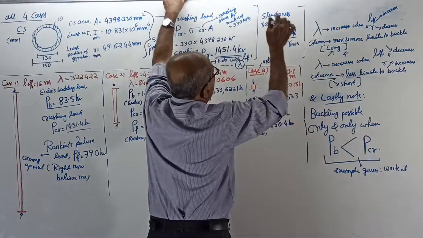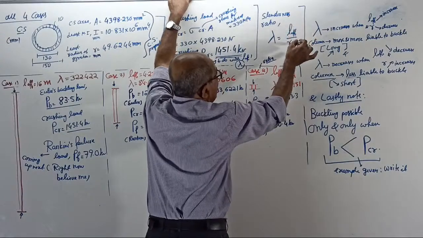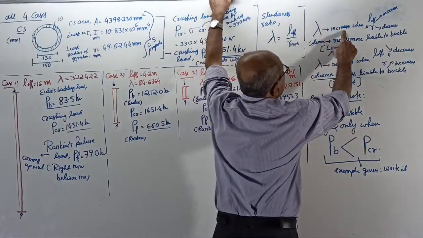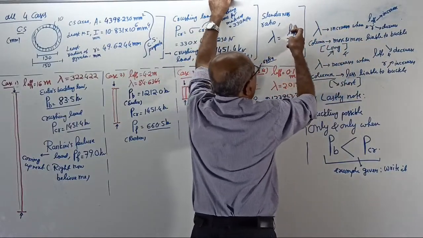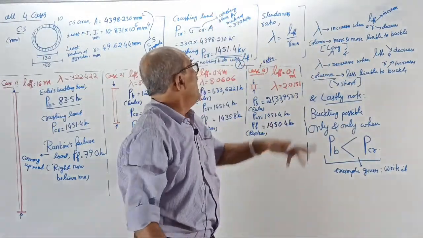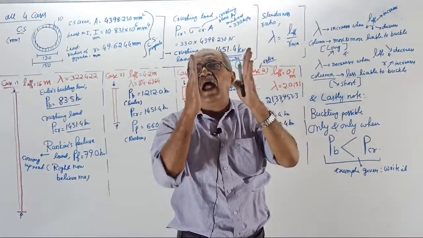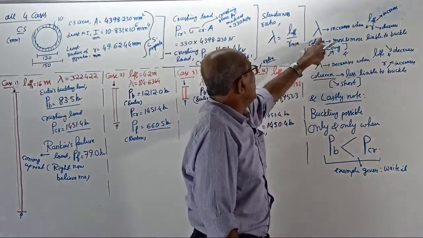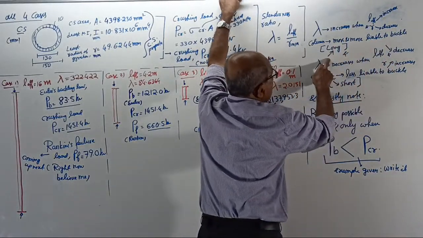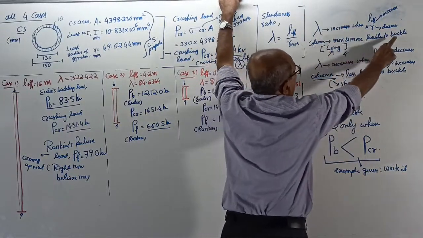Now, further go. All the four cases, slenderness ratio lambda equal to L effective by R minimum. Okay, now, one note, lambda increases when either L effective is more, the column becomes more and more longer, and R minimum reduces. The column is more and more longer and thinner. Danger. The column is more and more liable to buckle. It will tend to become a long column. So failure will be by buckling.